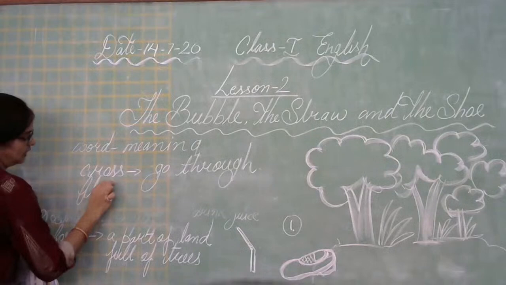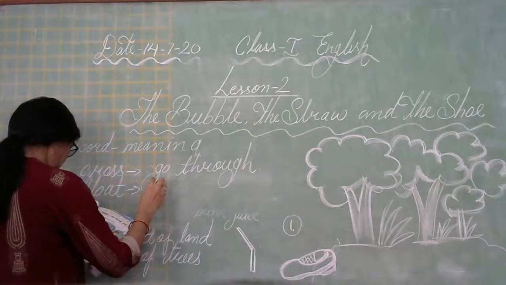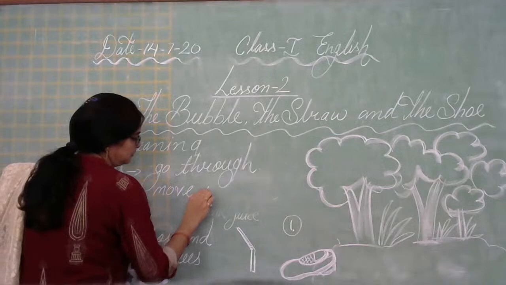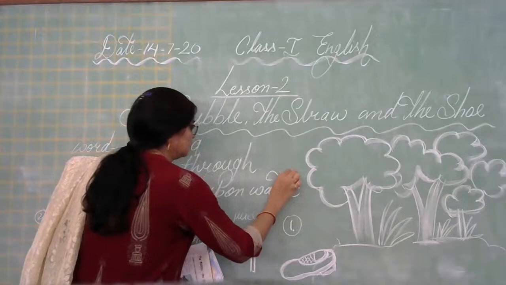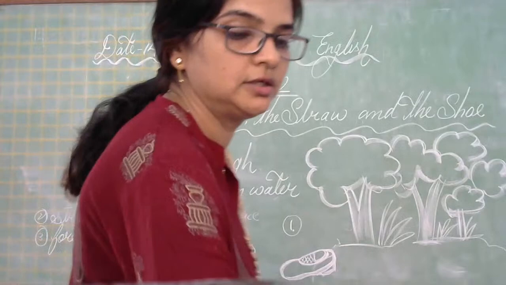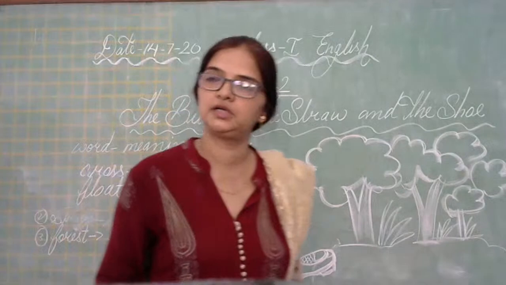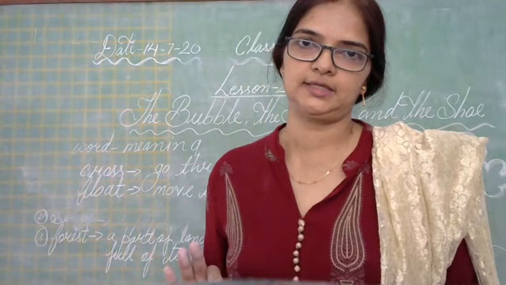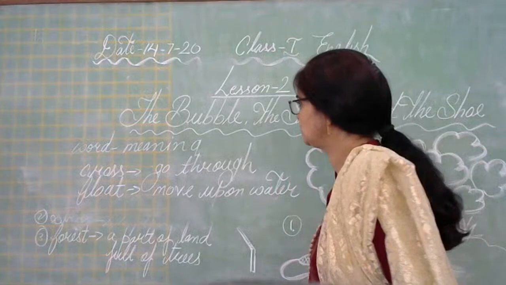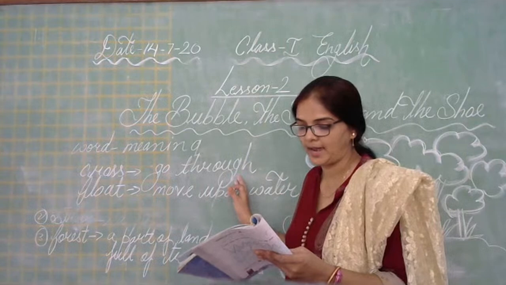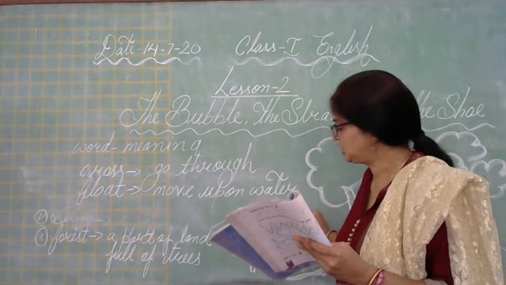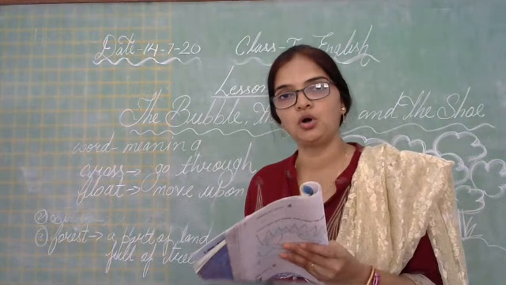Float, F-L-O-A-T, means to move upon water. Children, don't write anything from the board. You don't need to write whatever I have written on the board or will write on the board. You will get this in your worksheet. Understood? So, cross means go through. The shoe said to the bubble, let us float on you.